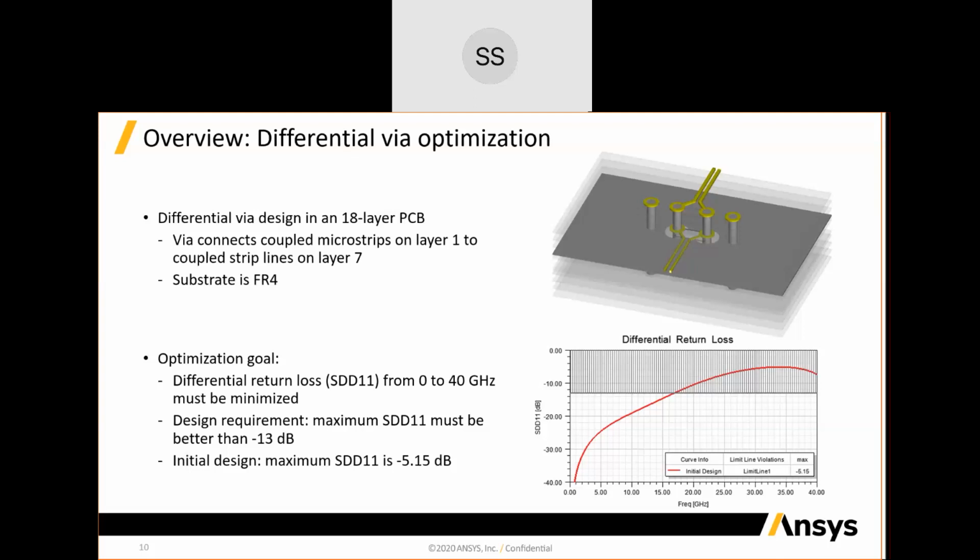For the optimization goal, what I'm going to be looking at here is the differential return loss. And over the entire range, 0 to 40 gigahertz, I want to minimize it. One of the design requirements that I was handed from my manager says that this via has to have a differential return loss that's better than minus 13 dB. When I first drew up this geometry, I solved it in 3D layout and I found exactly the curve that I'm showing down here. And so my initial design has a maximum differential return loss of about minus 5 dB. So it has a long way to go in terms of improving it.